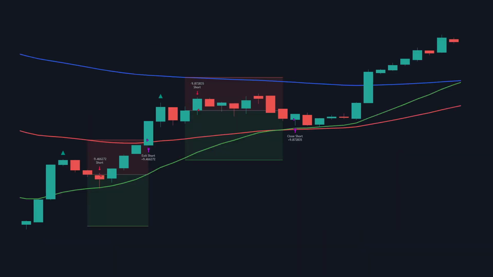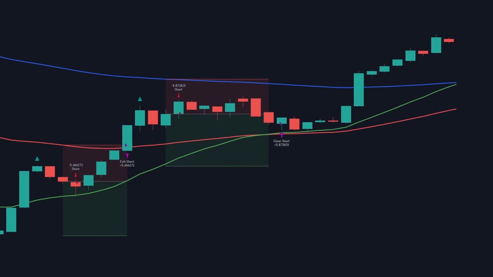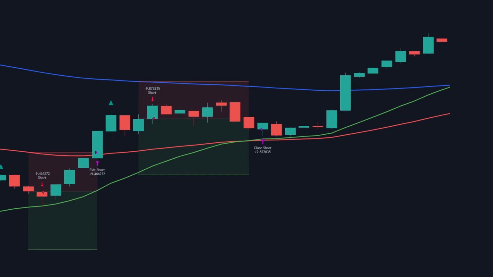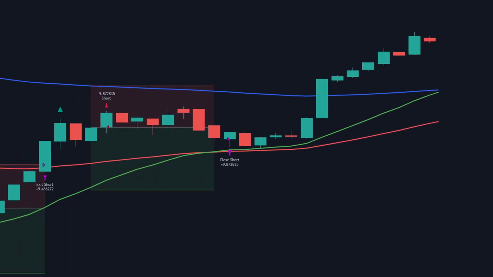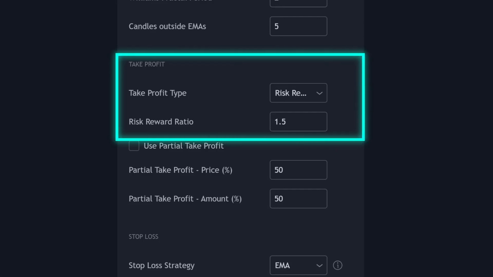I have also added a condition to close a current trade if the 3 EMAs are not aligned anymore, even if the trade hasn't hit our stop loss or take profit. I think this makes sense, since the EMAs then indicate a trend change and the price will most likely hit our stop loss anyway. For the take profit, a fixed 1.5 to 1 risk-reward ratio was chosen.